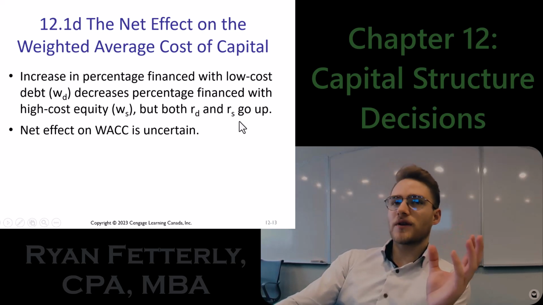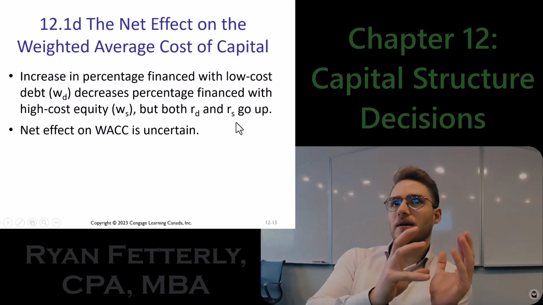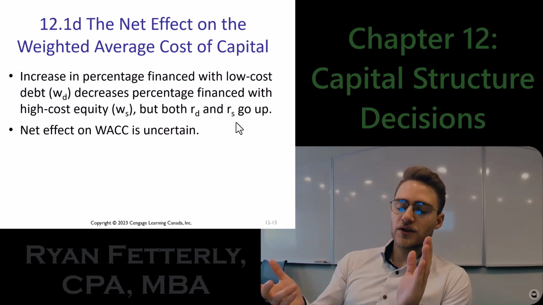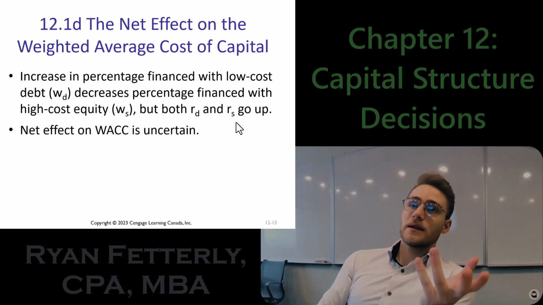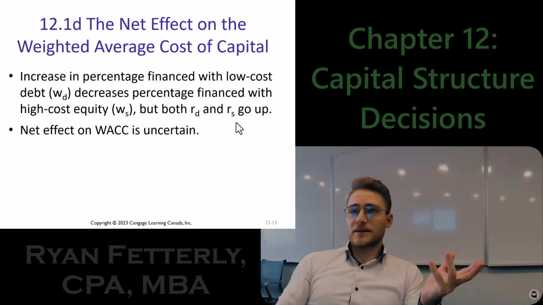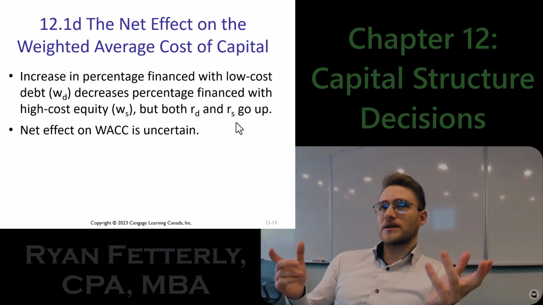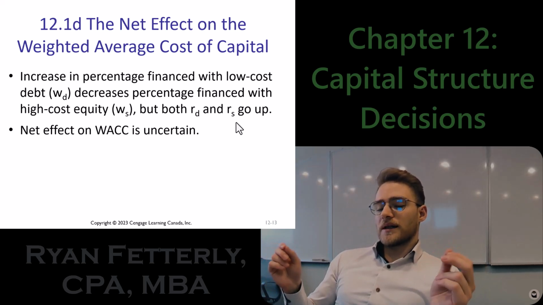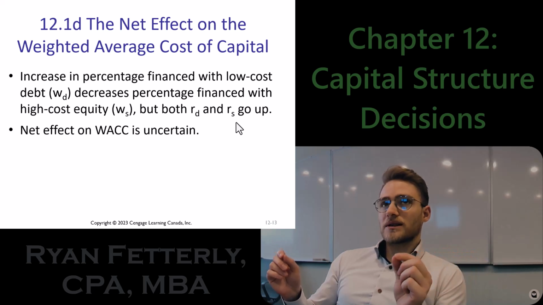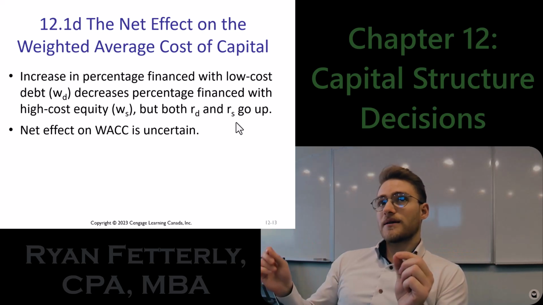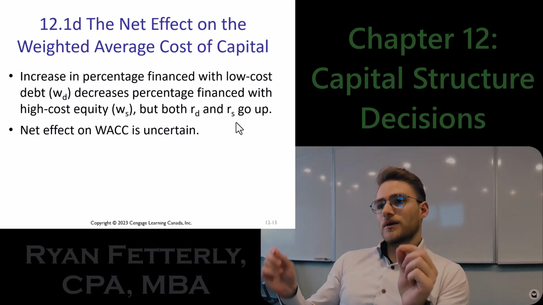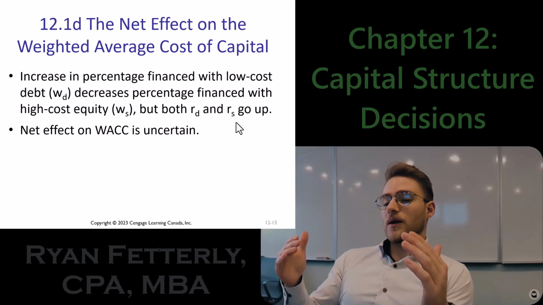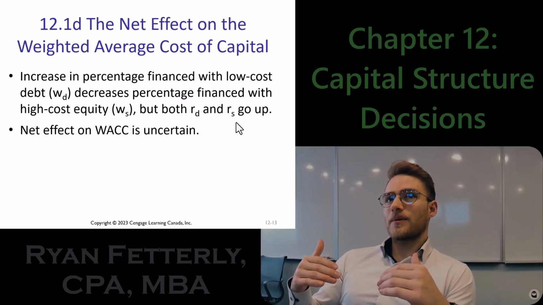So we have to think about it like this: if we bring on $1 of debt, we're basically going to have $1 less of equity for our financing structure, right? Debt has a lower cost because the interest is tax deductible, as opposed to equity, which has a higher cost because dividends aren't tax deductible. So in that case, as we bring on more debt, we have less equity. Debt has a lower cost, equity has a higher cost. Therefore, it will technically bring down the weighted average cost of capital, right?